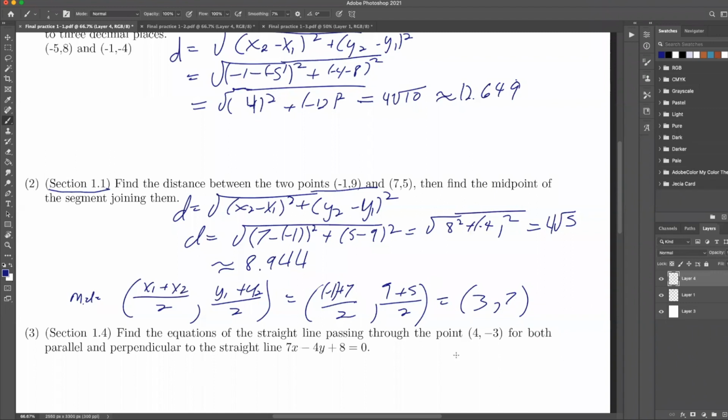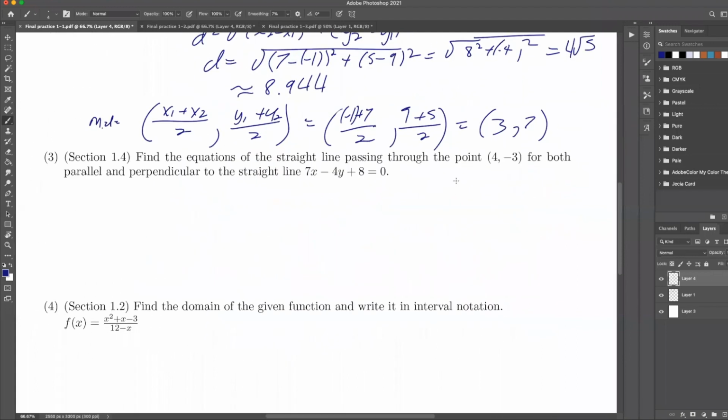All right, so let's do the next one. We want to find an equation that passes through this point, both parallel and perpendicular to this line. The first thing we want to do is find the slope of this line. So let's go ahead and do that. We'll have minus y equals, let's move the 7 over, so it'll be minus 7x minus 8. So we move these two over, we'll divide out by the 4y, so I get negative 7, minus 7 over minus 4, x minus 8 over minus 4.